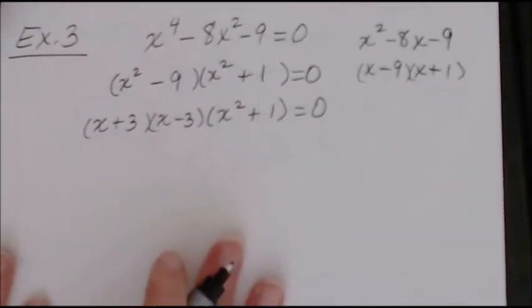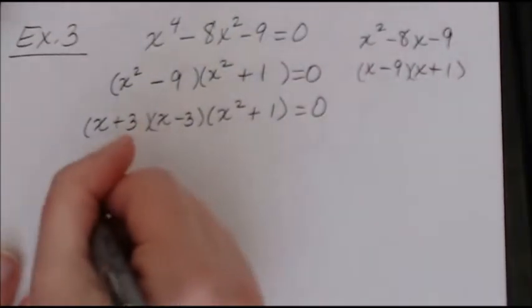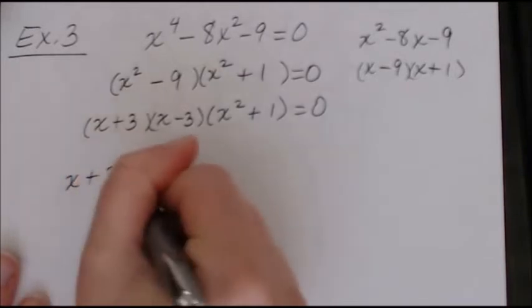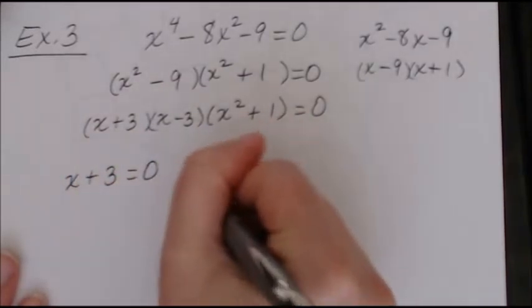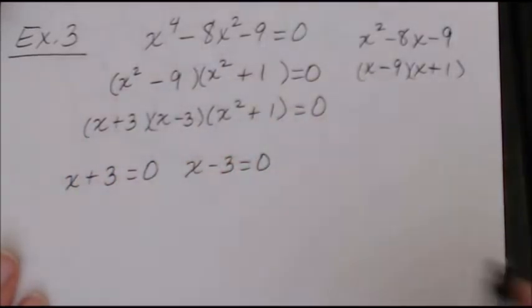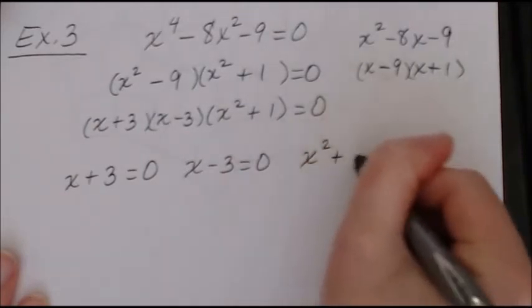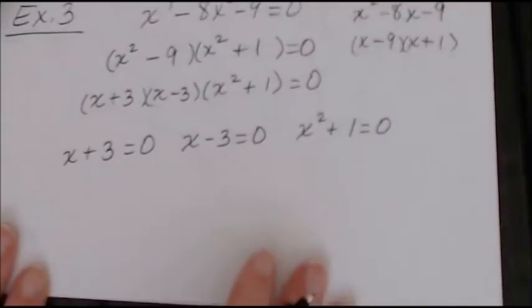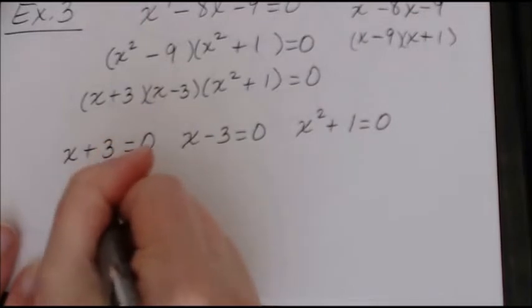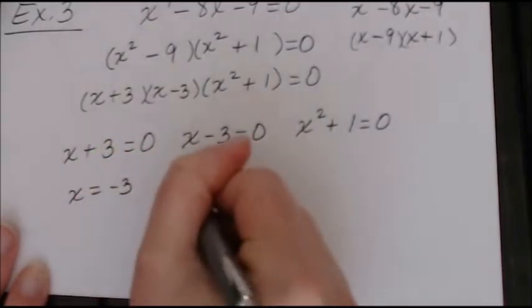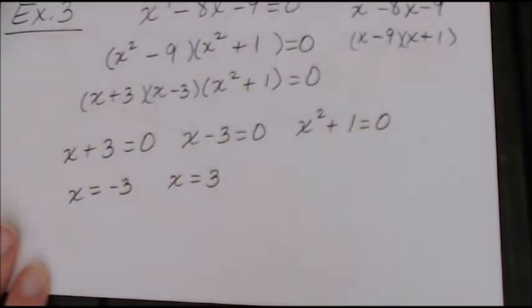So now we're going to take these factors and we're going to set everything equal to 0 like we've been doing. So I get x plus 3 equals 0, x minus 3 equals 0, and x squared plus 1 equals 0. So my solutions, we get x equals negative 3, x equals positive 3.